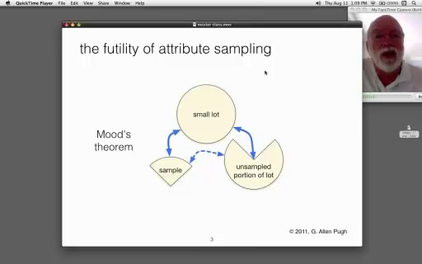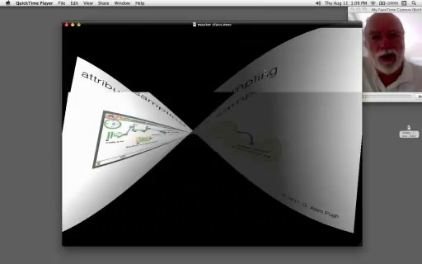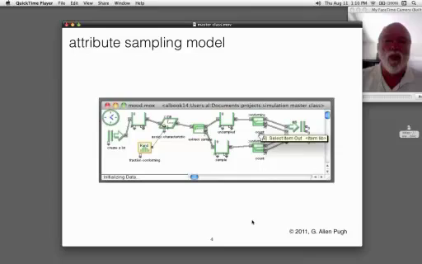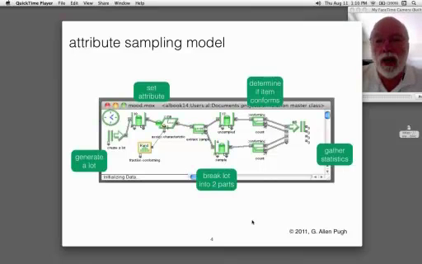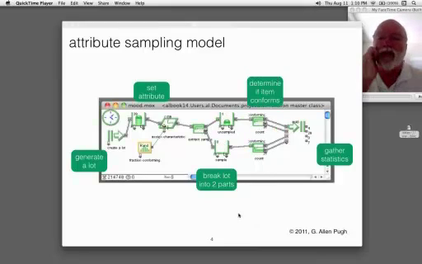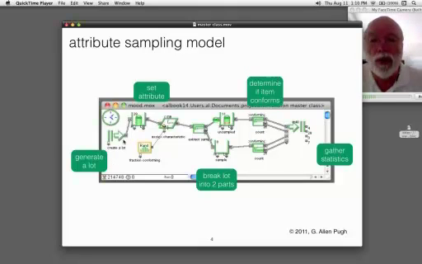And in spite of that, I go into one company after another and watch them try to apply it. Here, if the sampling rate is high enough on the screen, you're seeing a model in the background run which demonstrates Mood's theorem. It's fairly straightforward. I generate a lot of parts, or parts allocated into lots, I guess would be a better way to put it. I set an attribute.